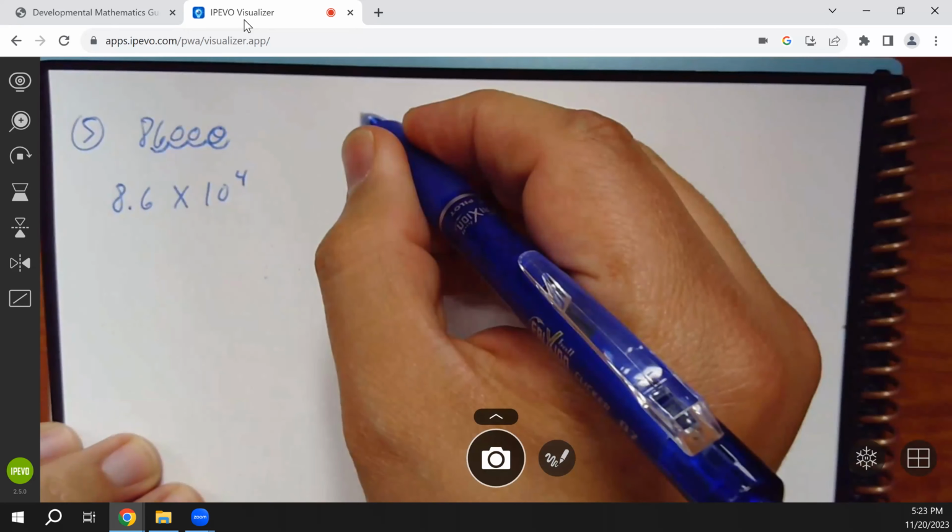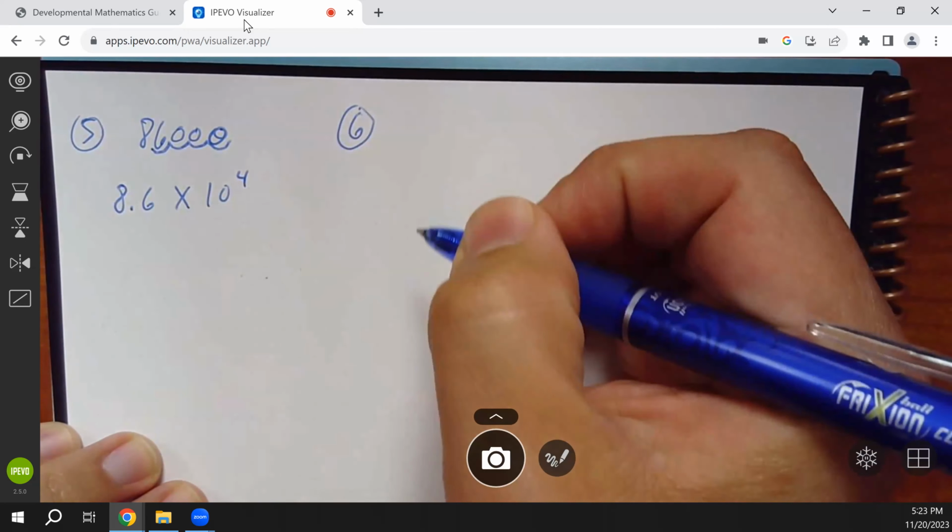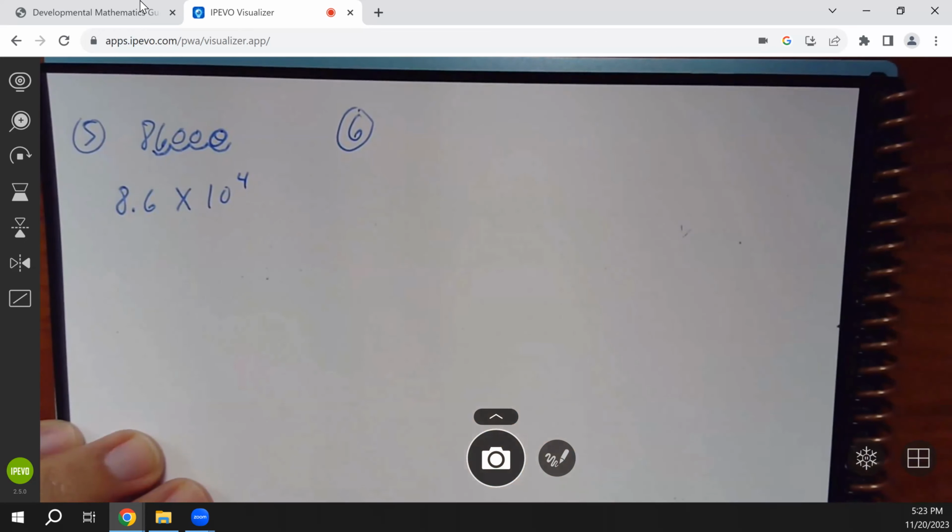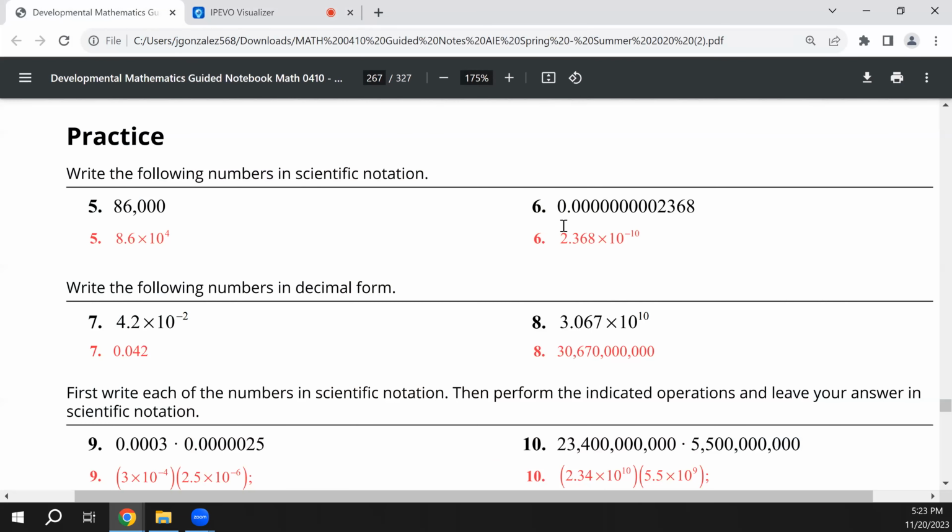Does that make sense? No, it's 6 though. They're moving the other direction. What does that see then? 3, 6, 9. 5, 6.